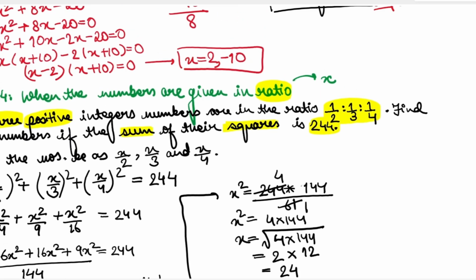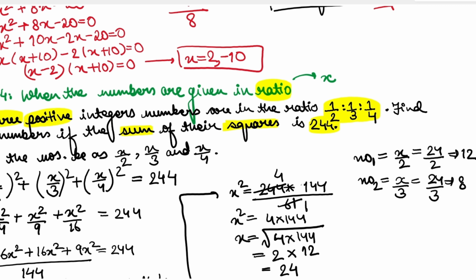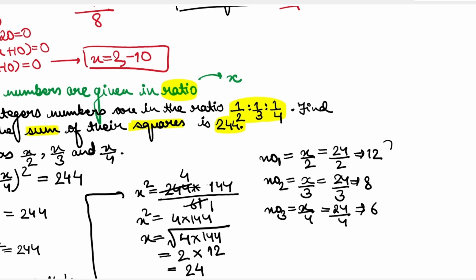So the first number, number 1, becomes equal to x by 2. So x by 2 means 24 by 2, which becomes equal to 12. Then number 2, that is x by 3, which becomes equal to 24 by 3, which is equal to 8. Correct. And then number 3 becomes equal to x by 4, which is 24 by 4, which is nothing but equal to 6. So now this is our final answer.